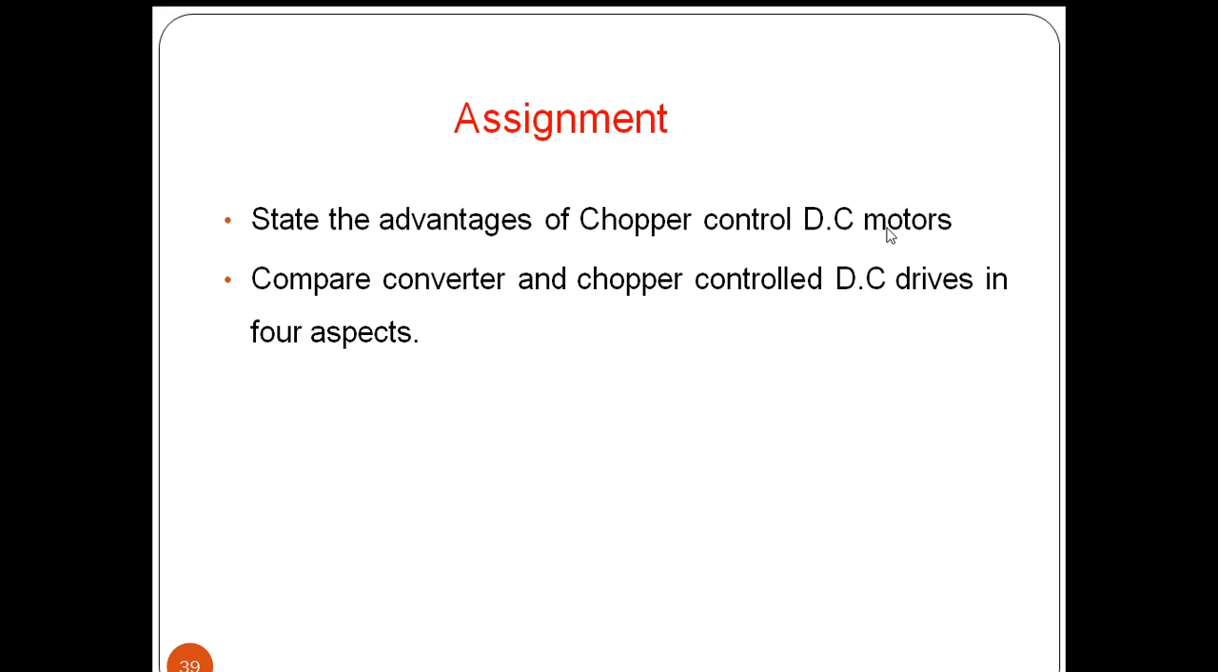So very important questions. Frequently this will be asked in exams so that it will be useful for you.